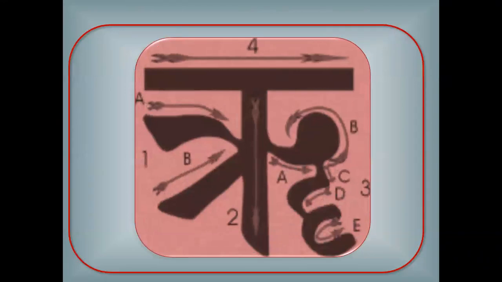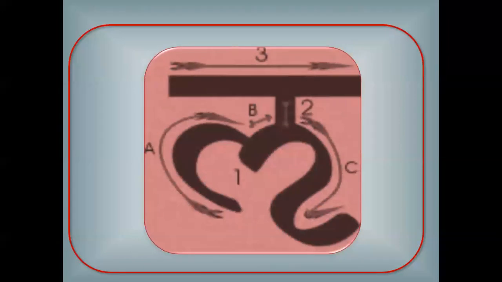Then the next letter is L. L is simple. It looks like the number 3, with a stroke at the bottom and the letter T at the top. This is L. This is a short vowel which is produced by touching the upper part of the lip.